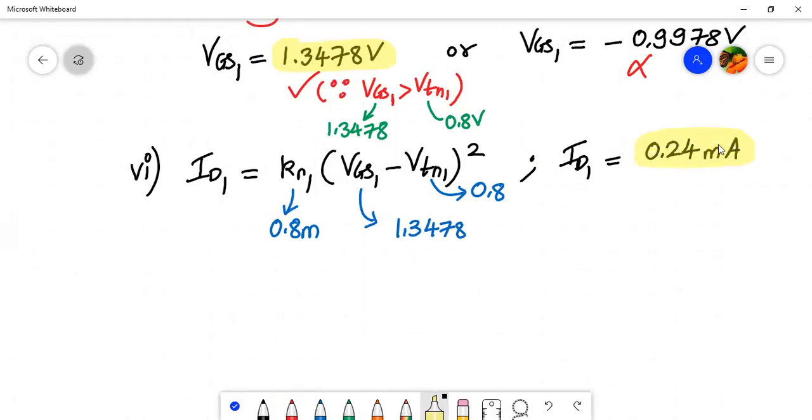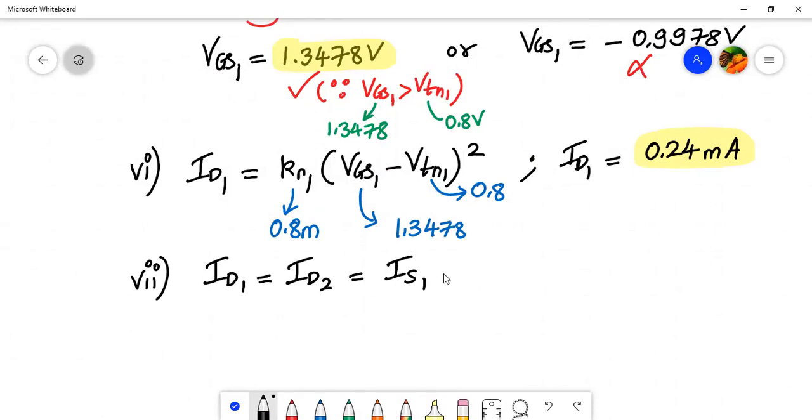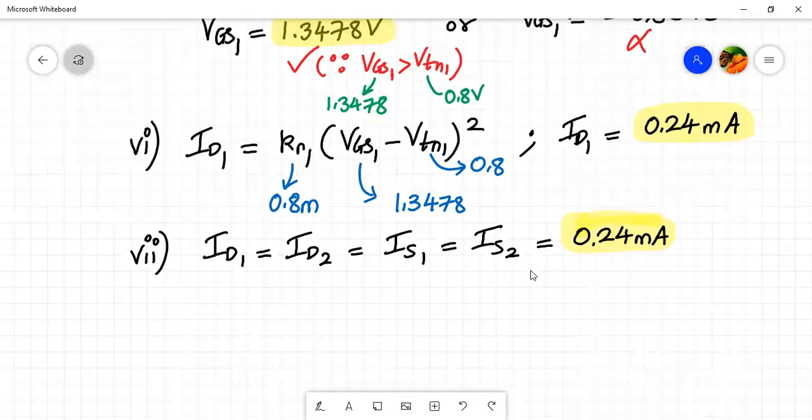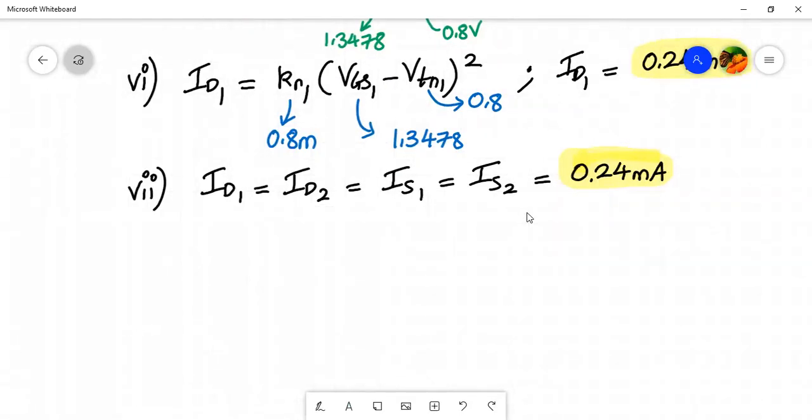Now, since ID1 is coming out to be 0.24 milliamperes, all the terminal currents are going to be the same, the drain and the source terminal currents. So we can write over here ID1 is equal to ID2, which is equal to IS1, which is equal to IS2, is equal to 0.24 milliamperes, right? Remember we have assumed that the gate current is negligibly small, hence we have approximated it to be 0, right?